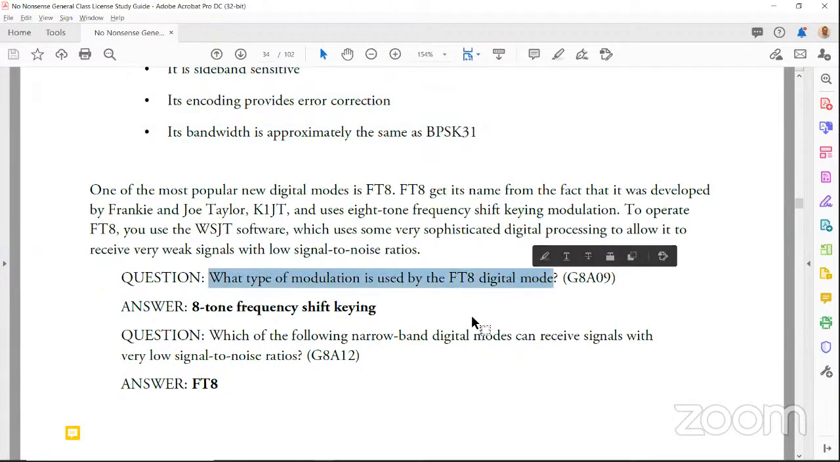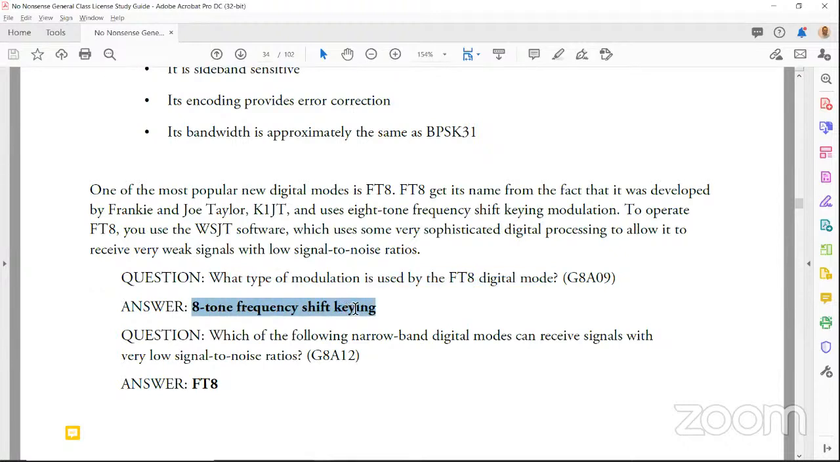Okay, next question in the question pool. What type of modulation is used by the FT8 digital mode? Remember we discussed FT8 last class and we said it's a digital mode. We learned that it uses 8-tone frequency shift keying. So it's an FSK type modulation, but it uses 8 tones. If you want to learn how to remember it, FT8: the 8 there means 8 tones. So fairly straightforward. Sometimes the answer is in the question.